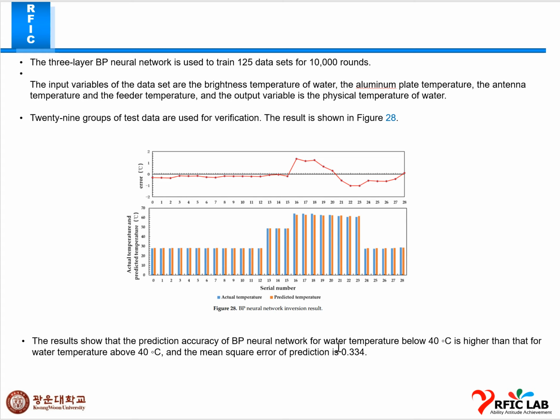The result shows that using this BP neural network, at a water temperature higher than 40 degrees Celsius, the mean square error is 0.334.